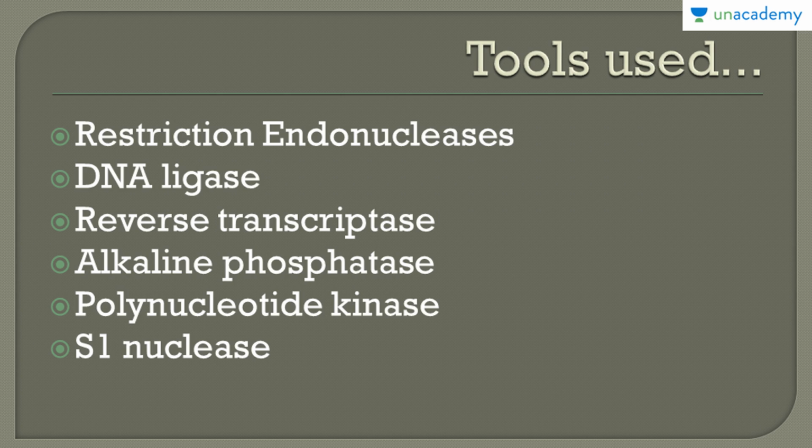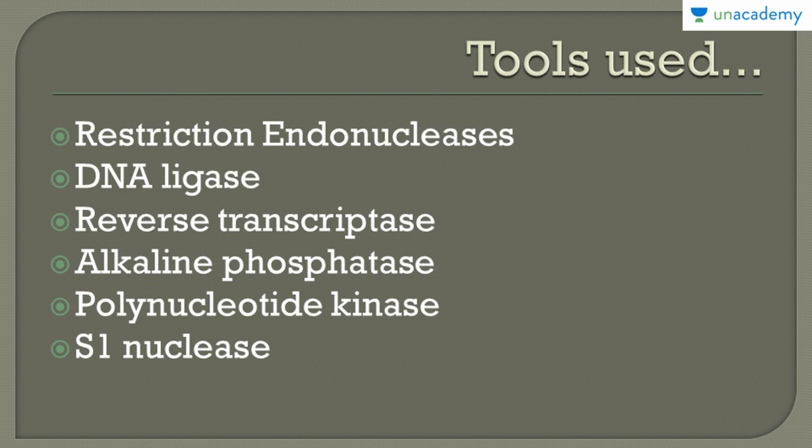And just like this, there are many other enzymes which are used for the purpose, such as alkaline phosphatase, polynucleotide kinase, and S1 nuclease. S1 nuclease is again an endonuclease which is purified from Aspergillus oryzae, and this enzyme degrades RNA or single-stranded DNA, but it does not degrade RNA-DNA hybrid or DNA duplex. So in case of some complex kind of gene cloning, we use S1 nuclease as well.